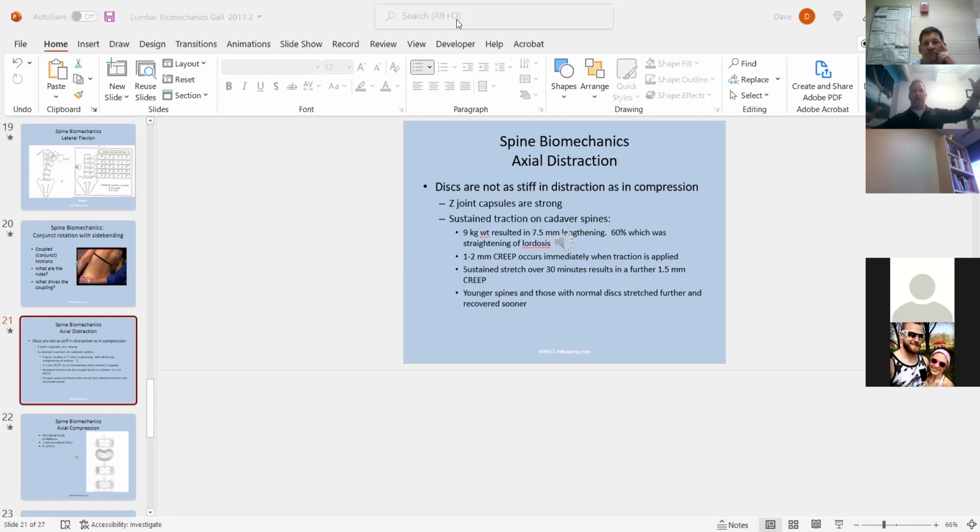And then you can actually try a translational thing where you grasp the shoulder, grasp the pelvis, and try and translate them across. Those two things will be substantially limited in both side bending and translation.